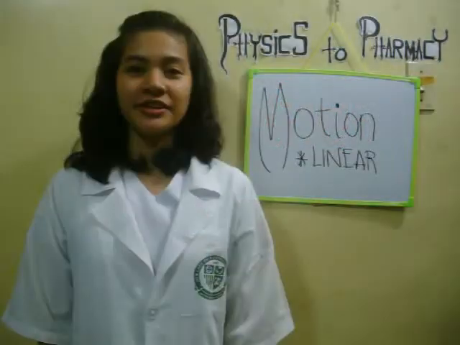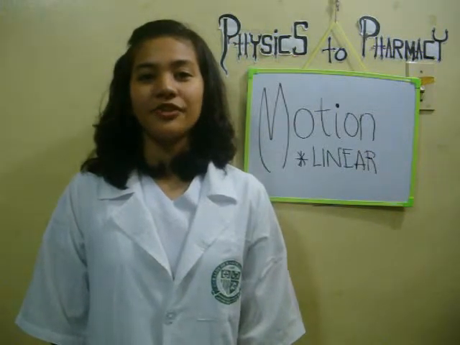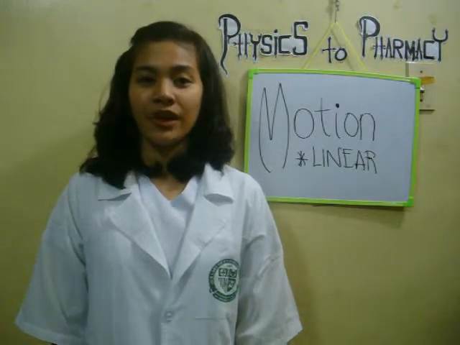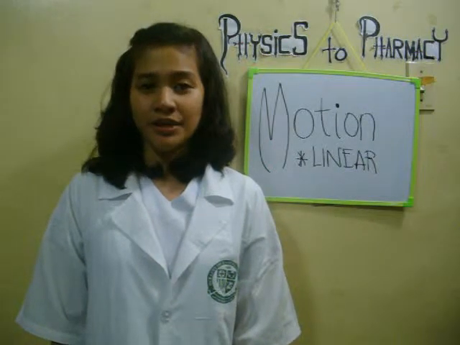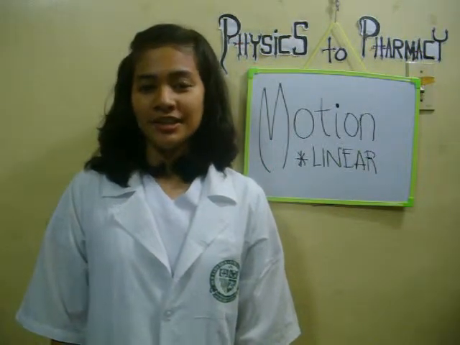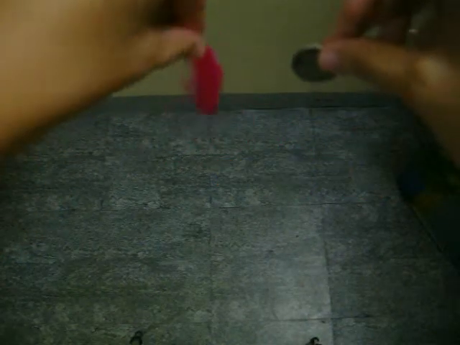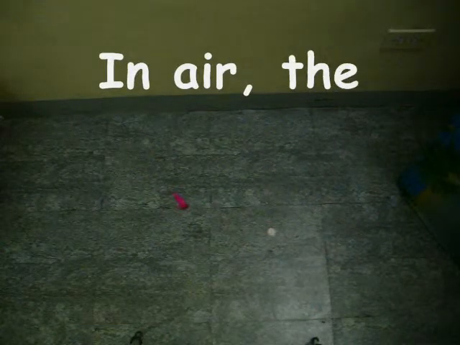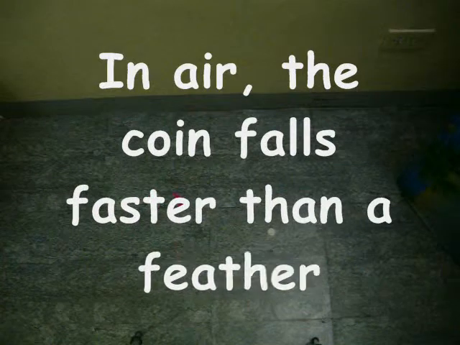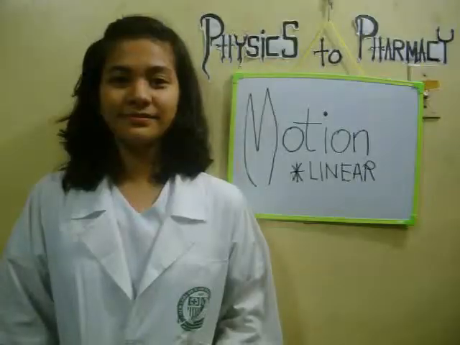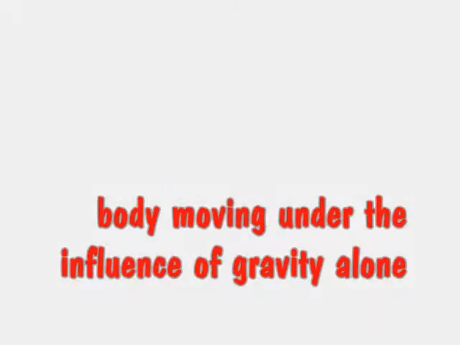As I mentioned earlier, there is an example of linear motion. It is the free-falling bodies. Do heavy bodies fall at a faster rate than the lighter bodies, or do they fall at the same rate? Consider the case of the feather and a coin. In air, the coin falls faster than a feather, due to air resistance having a greater effect on light bodies than heavier bodies. But what is a free-falling body? It is a body moving under the influence of gravity alone.